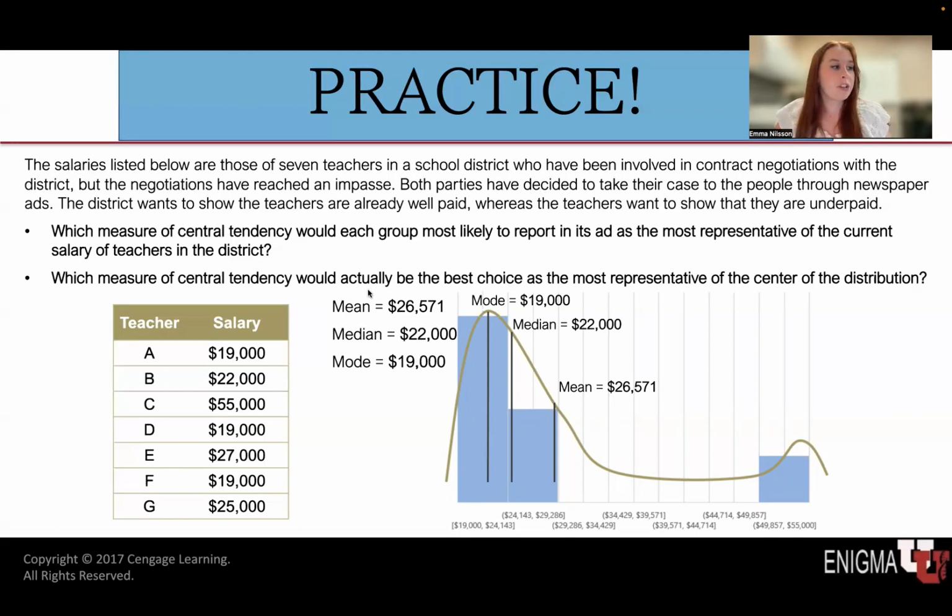And then finally, which measure of central tendency would be the best choice as the representative center? The median would be the best choice in this situation, because we have an outlier, which means that our mean is going to be skewed, higher than it really should be, and probably shouldn't be used. And then the mode is just a little bit lower and doesn't really tell us about the center of our distribution here. So with that, we're going to take a break and then come back and talk about variability in our next lecture.